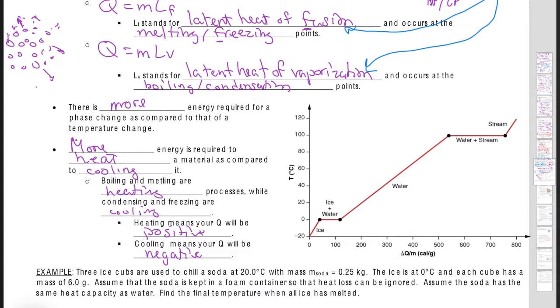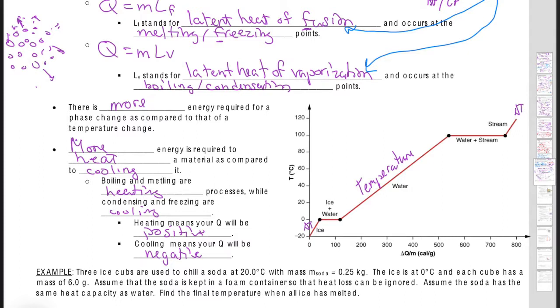Now, oftentimes if you do a lab centered around this, you would have a beaker full of water and ice, and you take the temperature every so many minutes or seconds, and you end up plotting a graph that looks very similar to what you see here to the right. When you have a slope line, that means there is a temperature change. So there's a delta T.